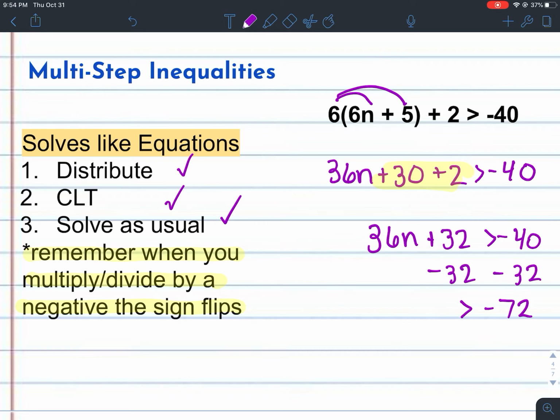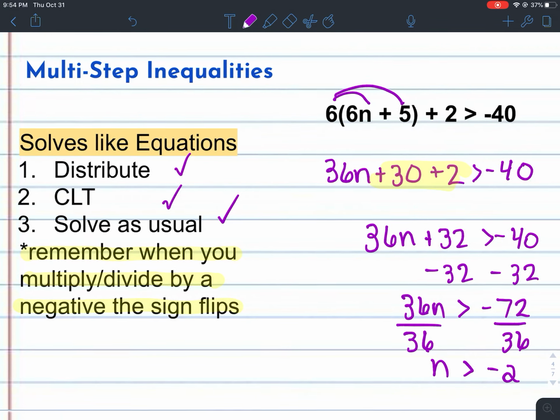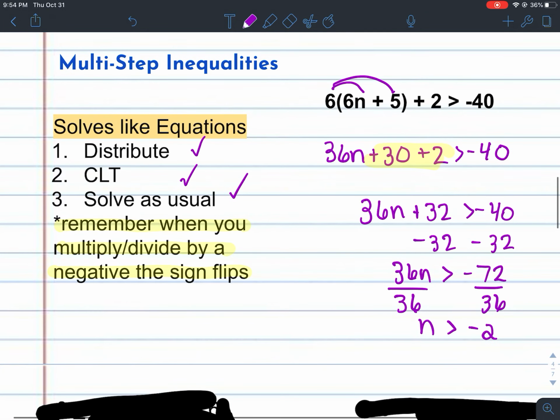Negative 72 is less than 36n, or 36n is greater than negative 72. And then divide by 36 on both sides, and that gives you n is greater than negative 2. We don't flip the inequality sign there because we're dividing by positive 36 on both sides. It doesn't matter that the 72 is negative. And then of course when we're graphing, that'd be an open circle shaded to the right on negative 2.